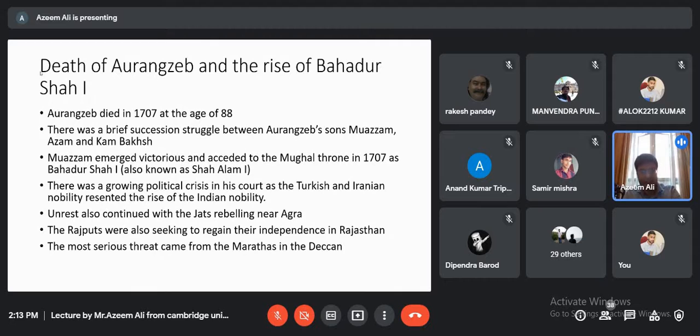But as soon as he came to power, there was a growing political crisis in his court as the Turkish and Iranian nobility resented the rise of the Indian nobility. And there was unrest that continued from the reign of Aurangzeb, with the Jats still rebelling near Agra, so it made it quite dangerous around there. And the Rajputs also saw an opportunity to regain independence in Rajasthan. But the most serious threat was the Marathas, who had grown in strength despite the efforts of Aurangzeb. So they were growing as a threat to the Mughal Empire.